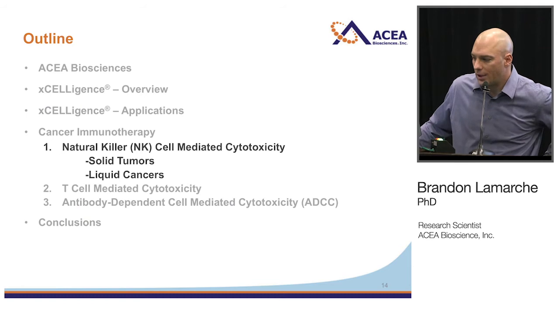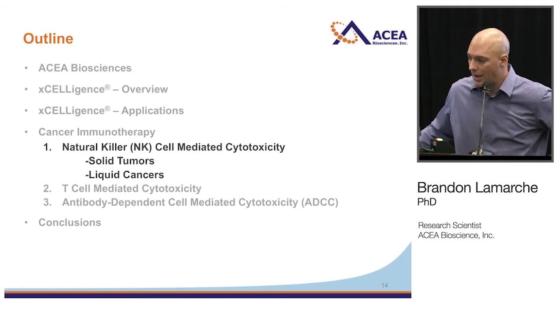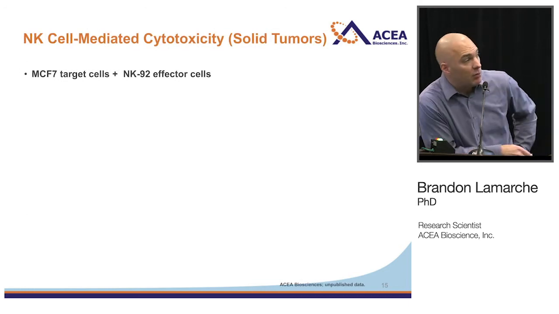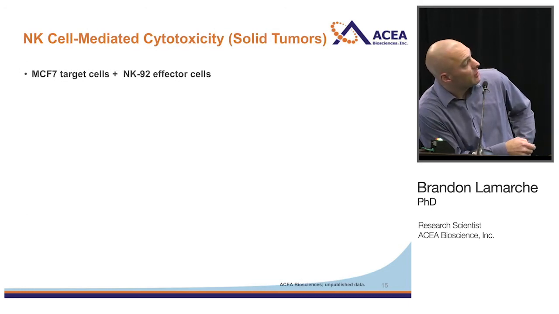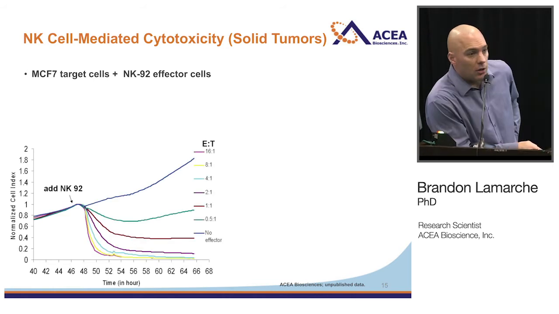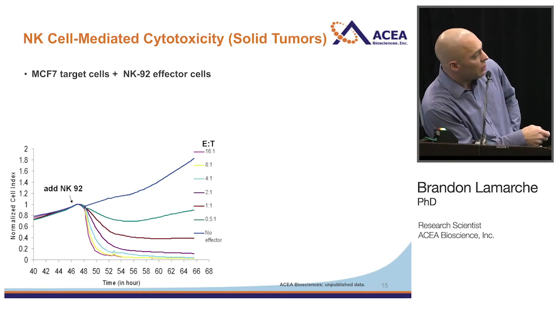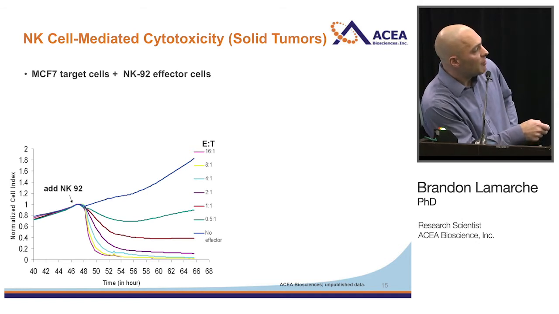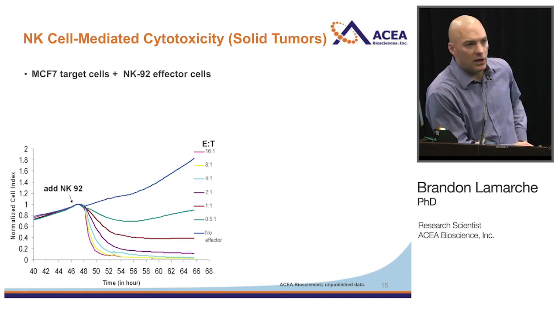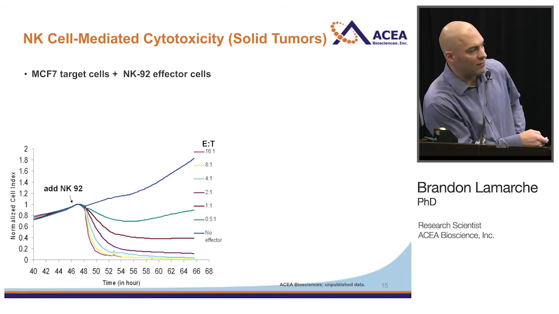So the first example I'll look at is natural killer cells mediating cytotoxicity. This is a very simple example of MCF7 target cells that are being treated with NK92 cells. And you see here a really nice response. What we have in blue are the untreated cells. You see them continuing to proliferate. They haven't reached confluence yet, and so the signal is not plateaued. But as you titrate in greater numbers of effector cells, there's obviously a more robust response. So this looks just like the theoretical plots I showed you on the previous slide.